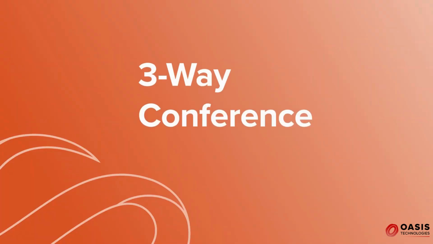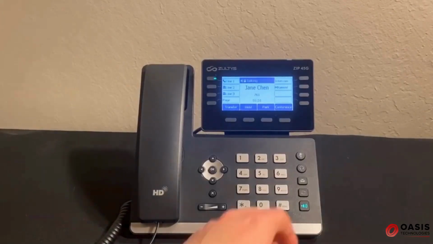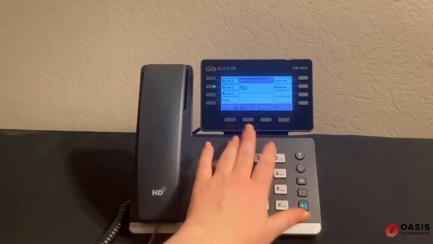Another important feature available from Zip45G is an easy way to start a 3-person conference. For example, if I need to bring in my manager on a call with a customer, I'll start by placing the call with the customer on hold by pressing the conference soft key. Then, dial my manager's extension and send.